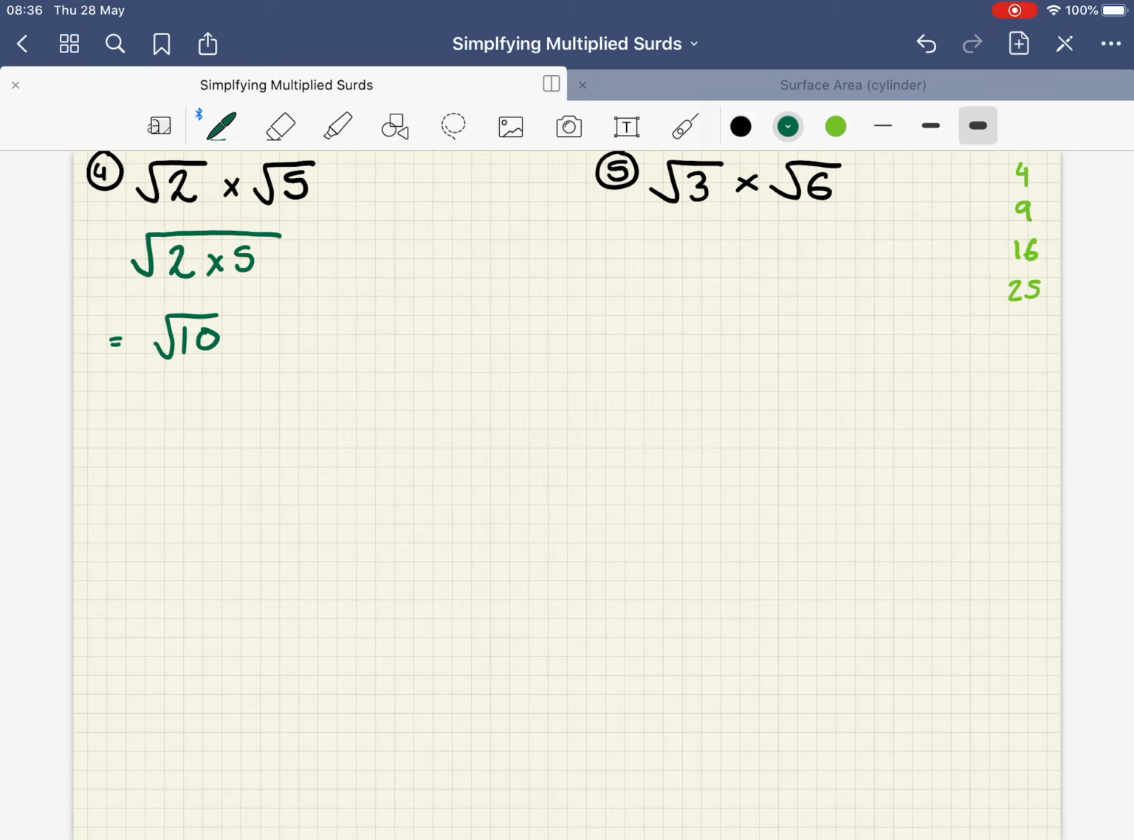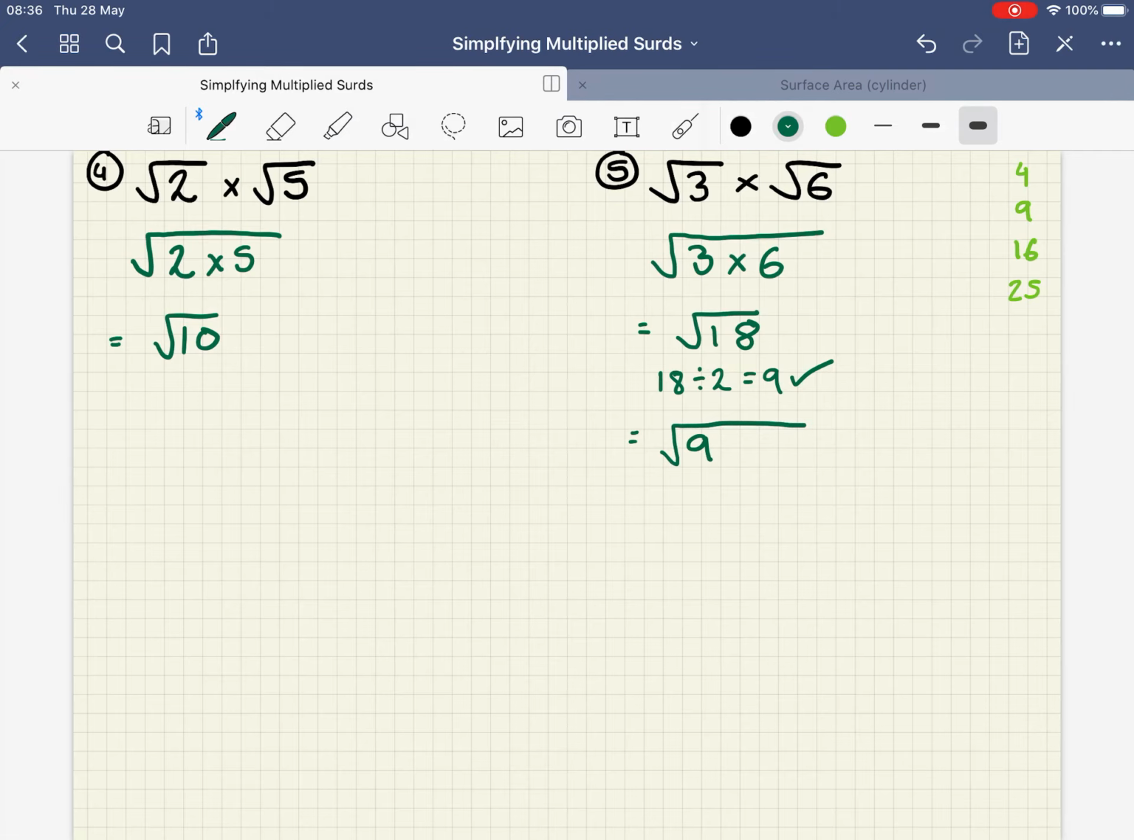Okay, next one then. I've got root 3 times root 6. So that's going to be root 3 times 6, so that's just going to be root 18. And I can simplify that, because if I do 18 divided by 2, that gives me 9, which is one of my square numbers. So always make sure you double check to see if you can potentially simplify it once it's all under one surd. Give me a final answer of 3 root 2.